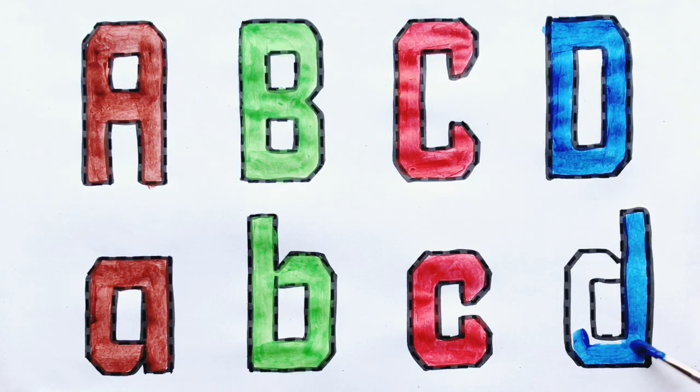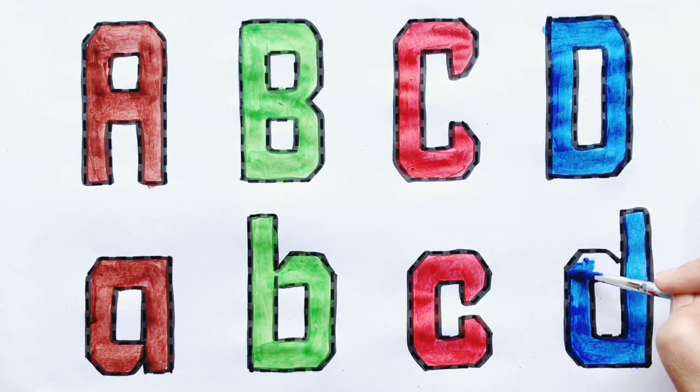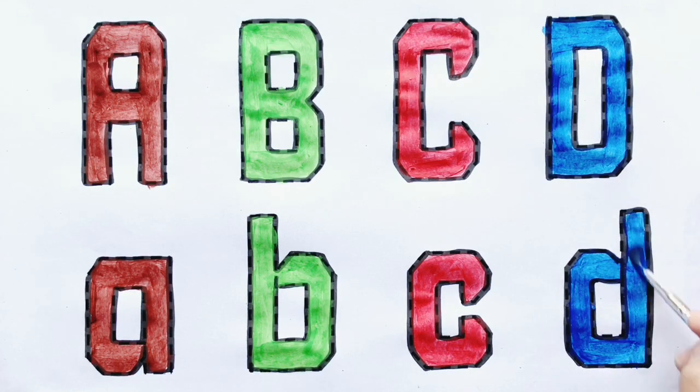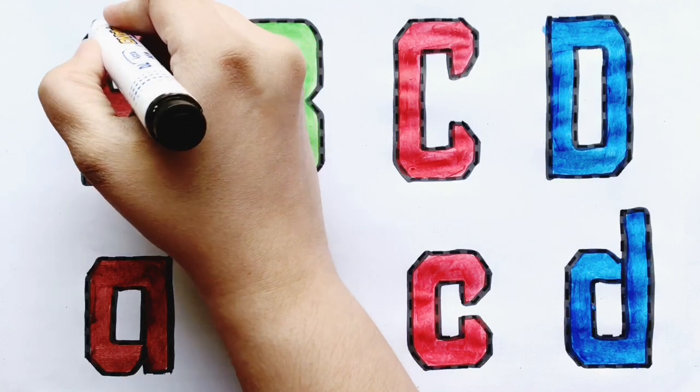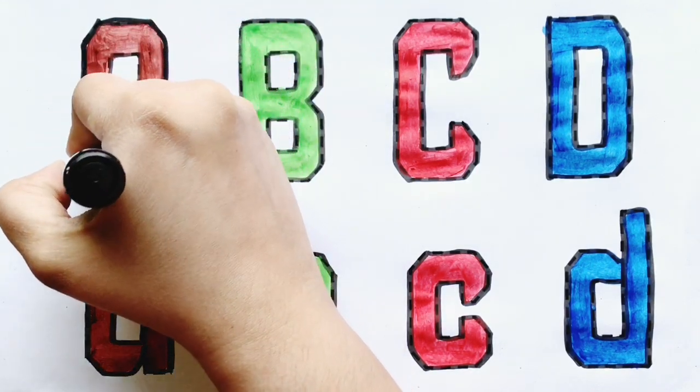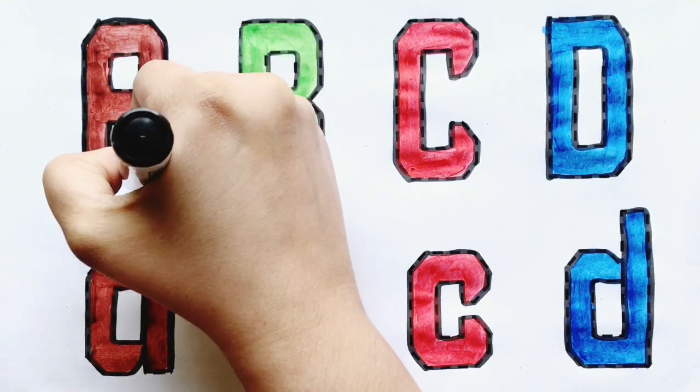ABC, count the rhythm and 1, 2, 3. We're singing all together. ABC, count the rhythm and 1, 2, 3. We're singing all together.